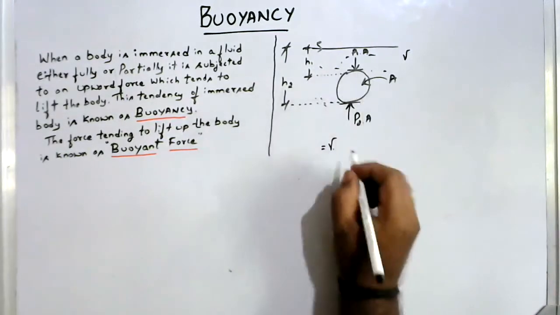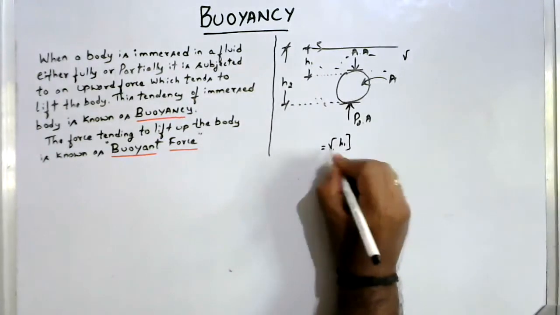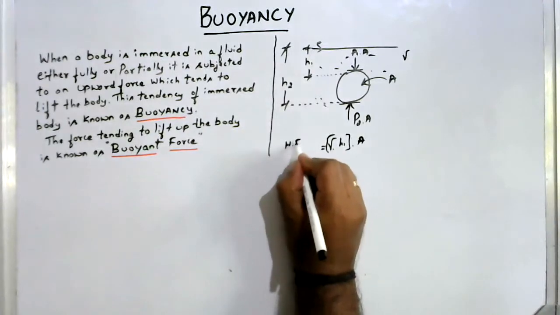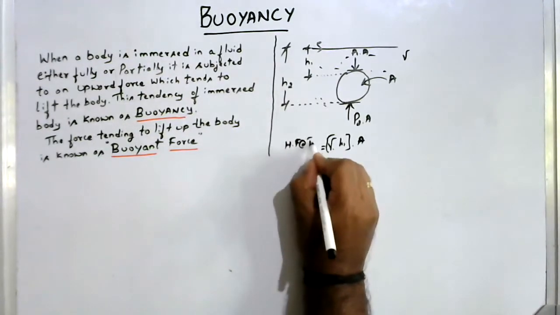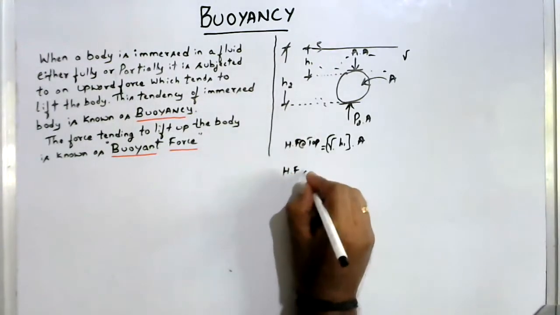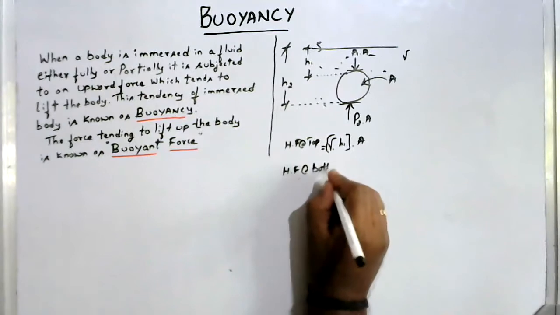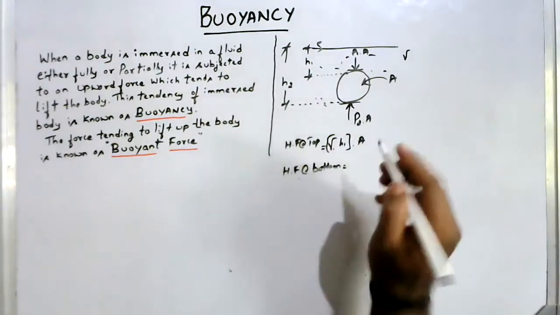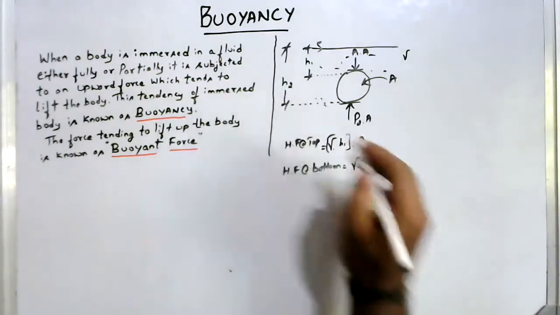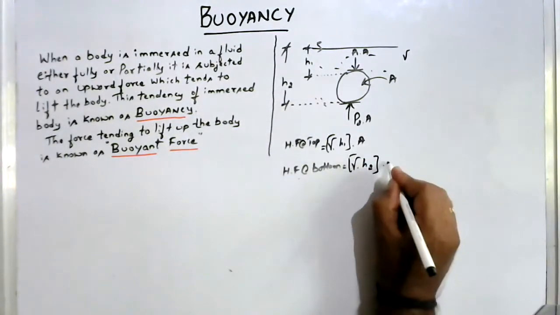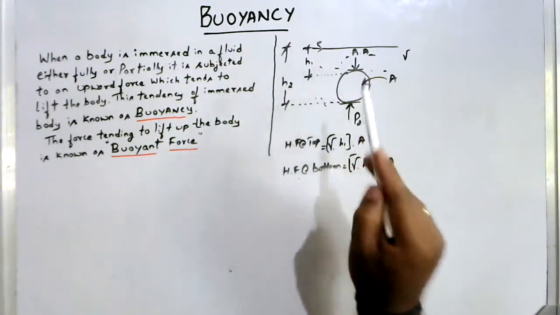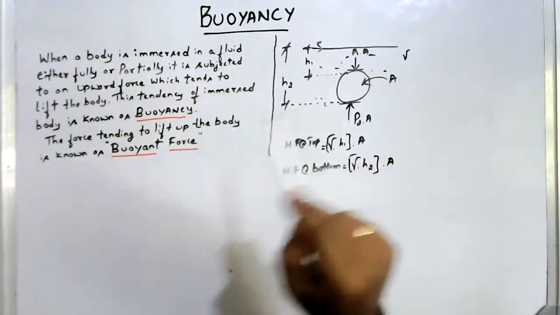What is the depth at the top? That is h1. This multiplied by area is the hydrostatic force at the top. Similarly, the hydrostatic force at the bottom is given by P2. P2 can be written as density multiplied by the distance h2, into area. Now, one force is acting in the downward direction, another force is acting in the upward direction, correct?